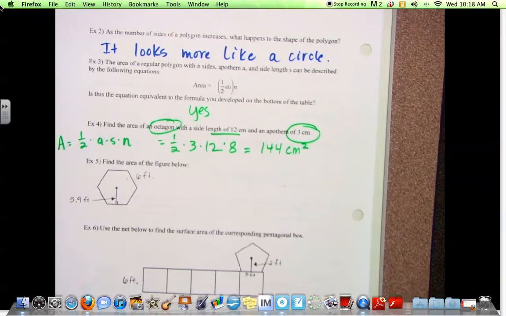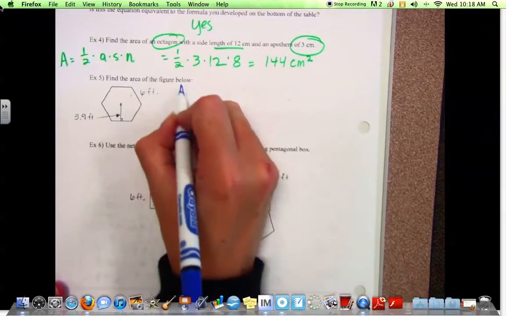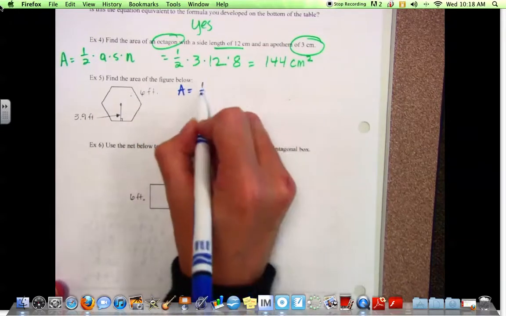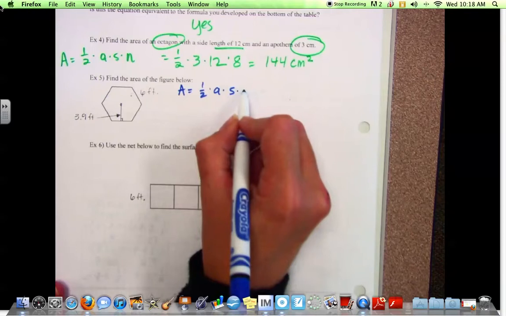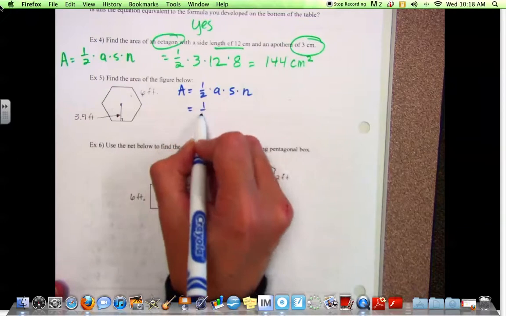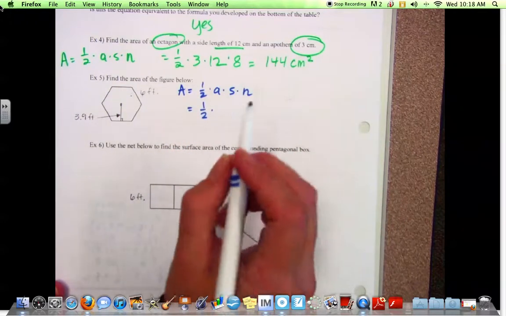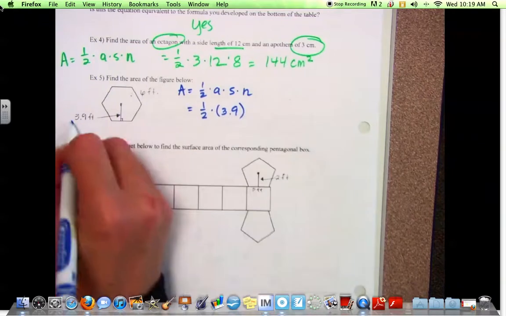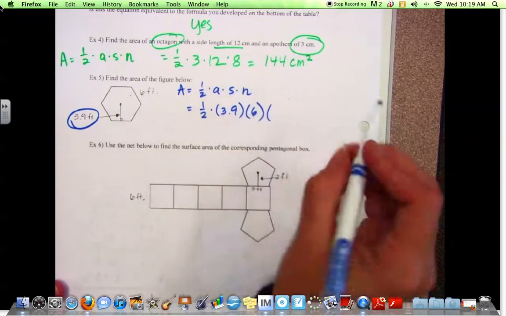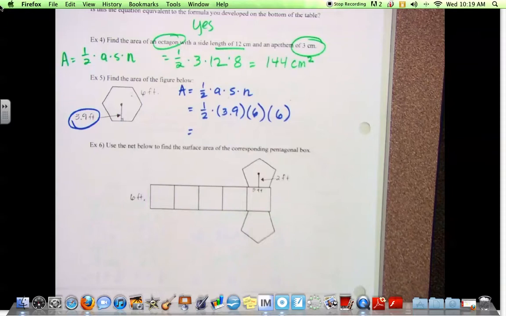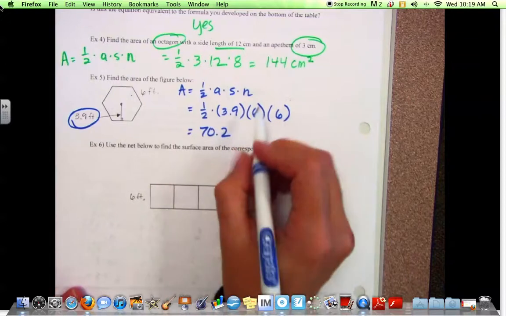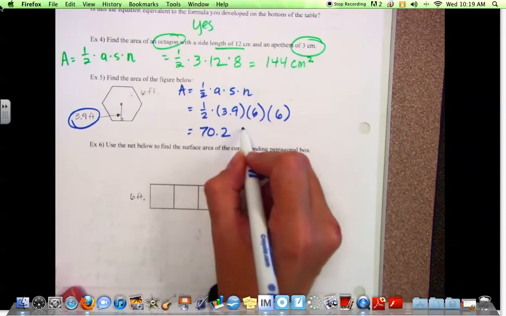Alright, example 5 asks you to find the area of the figure below. So what's my formula again? 1/2 times A times S times N. For the figure, what is my apothem? 3.9. Side length is 6. And how many sides do I have? 6. So 1/2 times 3.9 times 6 times 6 is 70.2. Units? Feet squared.